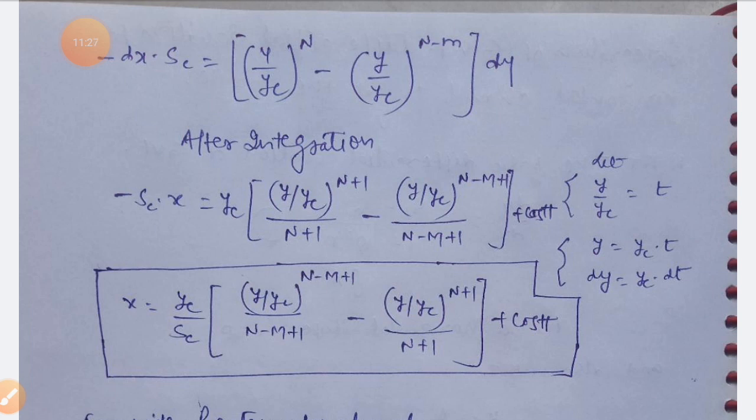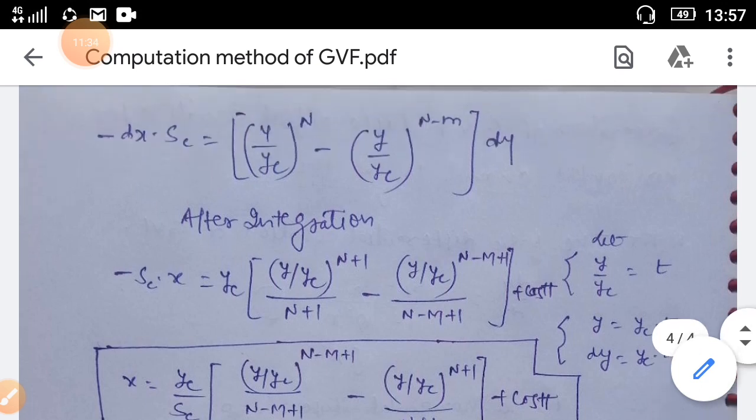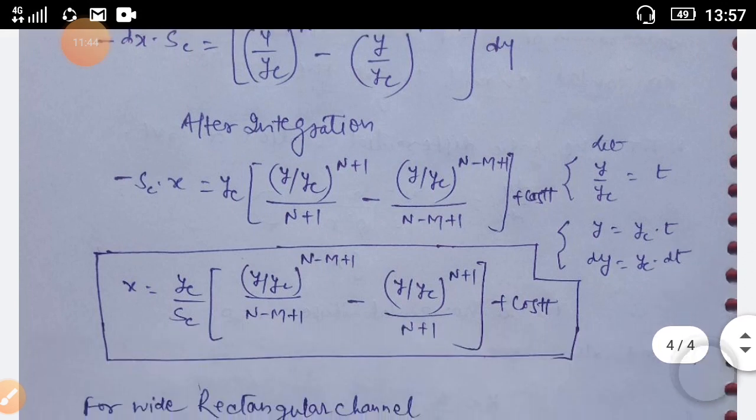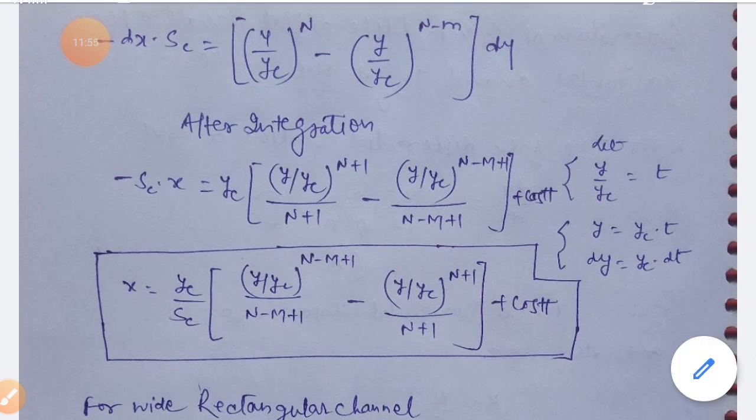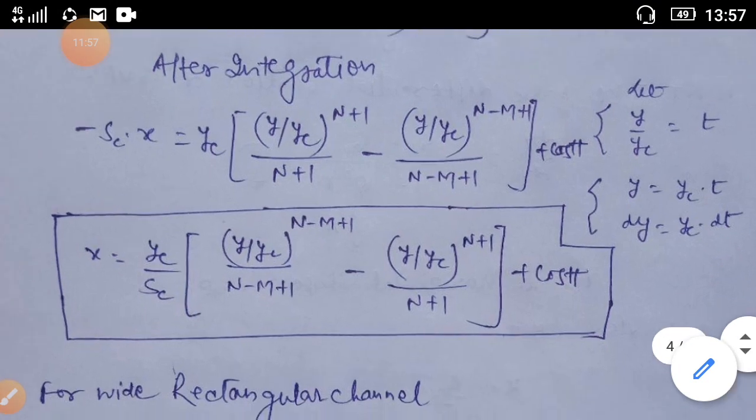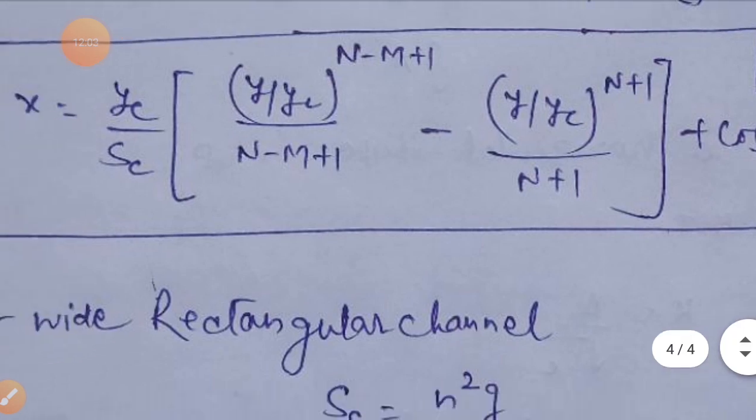It will come t to the power n. So the integration of t to the power n will be t to the power (n plus 1) upon (n plus 1). Similarly, the integration of t to the power (n minus m) will be t to the power (n minus m plus 1) upon (n minus m plus 1), plus integration constant. So we will get after simplifying x is equal to yc upon Sc in the bracket (y upon yc) to the power (n minus m plus 1) upon (n minus m plus 1) minus (y by yc) to the power (n plus 1) upon (n plus 1), plus constant.